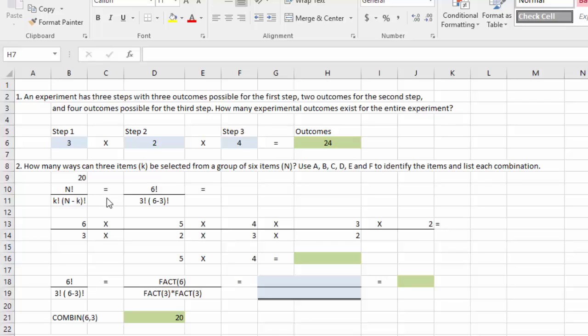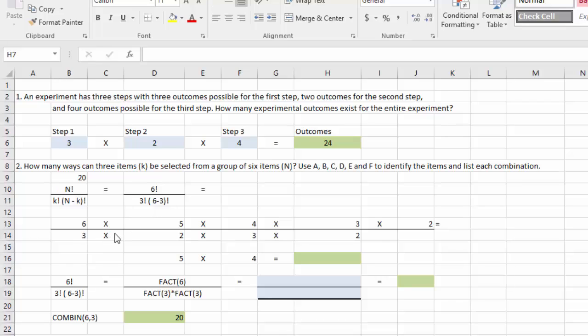So if we want to represent this, it looks like 6 factorial divided by 3 factorial times 6 minus 3 factorial. So it'd be 3 factorial times 3 factorial. It can be represented by 6 times 5 times 4 times 3 times 2, because we have a factorial of 6. And typically we would also have 1, but when we multiply anything by 1, it remains constant, so we take the 1 out of here.